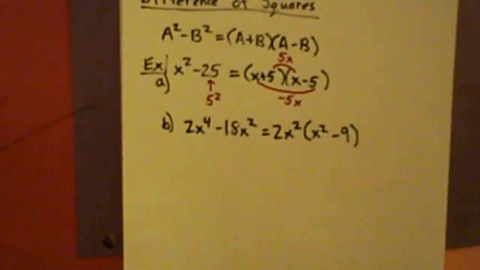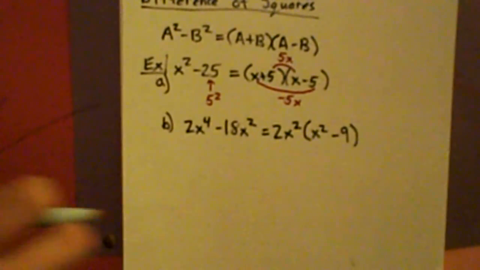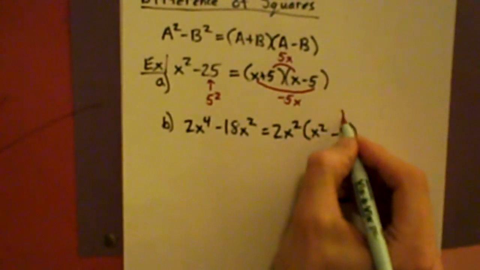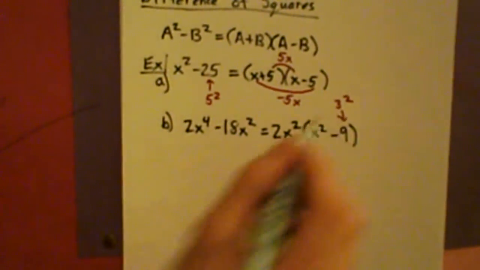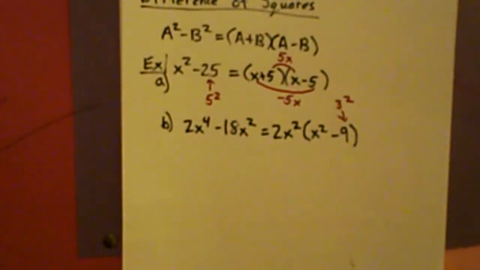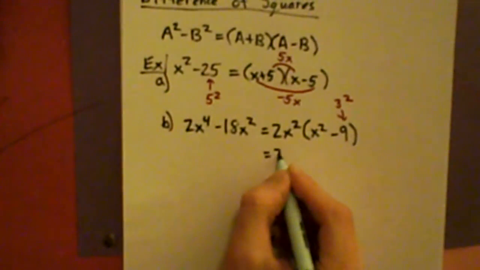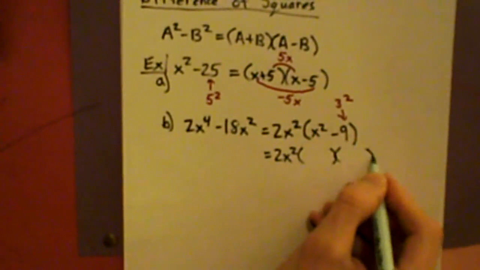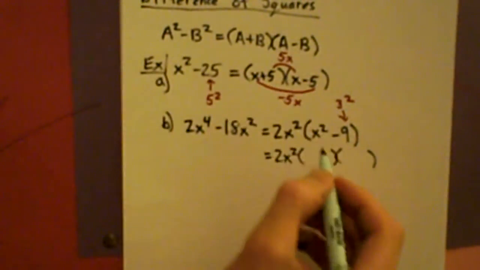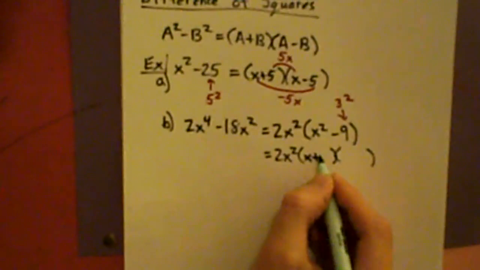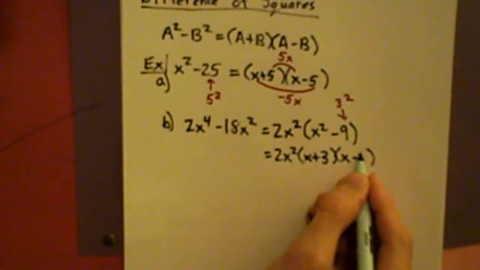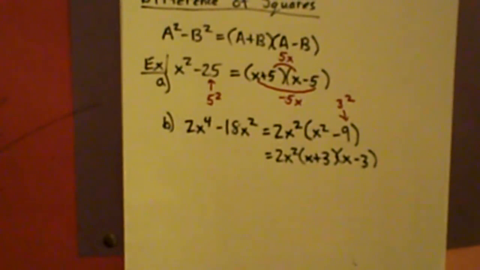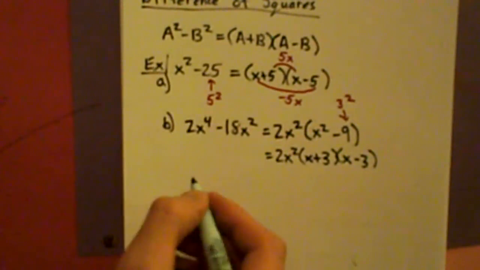x squared minus 9 is a difference of squares because 9 is 3 squared. So if I bring the 2x squared down in front, using my difference of squares rules, this has got to be x plus 3 times x minus 3. Okay, one more example here.